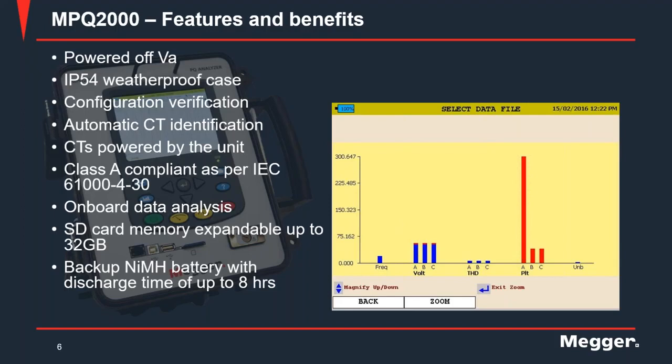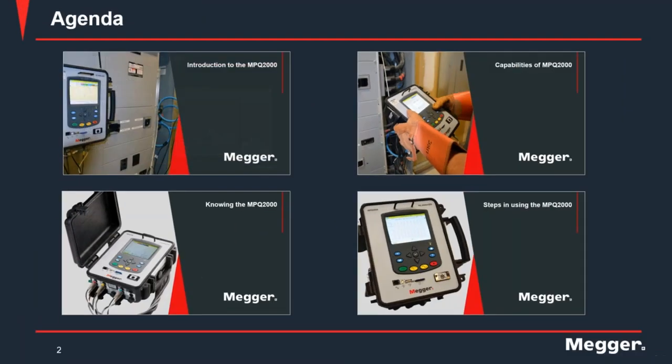So if everything is good, if there's voltage on the VA channel, the recorder doesn't need any external source of power. But let's say an outage occurs and the voltage goes missing, then the battery kicks in and the recorder can still continue for up to 6 to 8 hours.